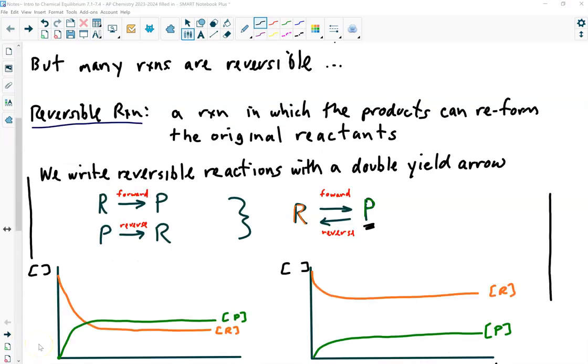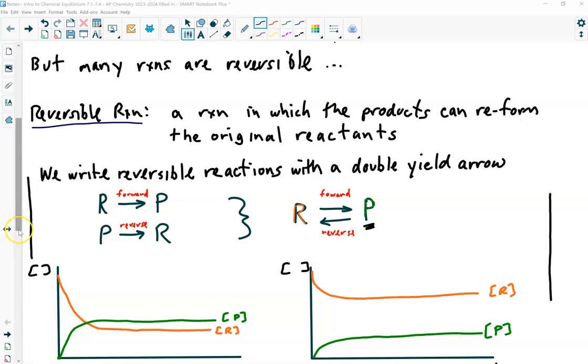But as we learned the other day, many reactions are reversible. And the definition of a reversible reaction, I think I even mentioned it the other day, is a reaction in which the products can reform, not reform like you're going to be reformed, right? But re-become the original reactants, right? And so we saw that with the copper sulfate and NaCl and water reaction.